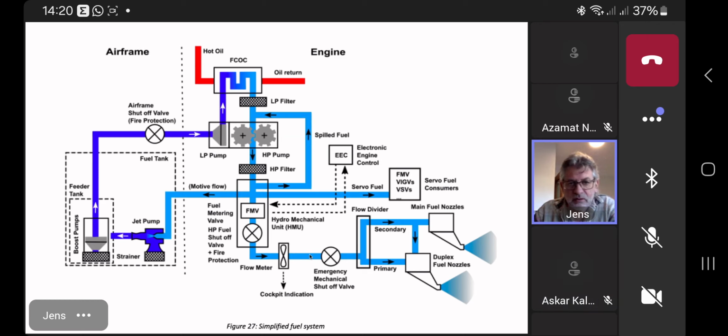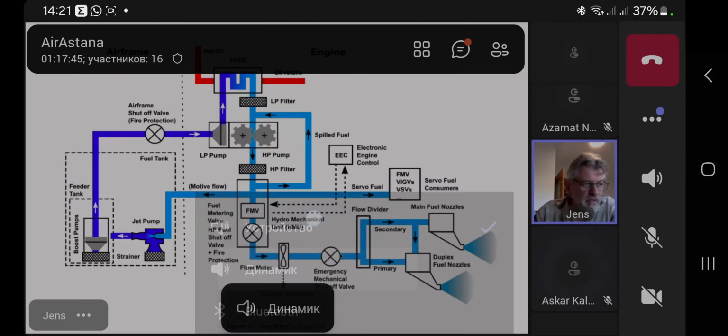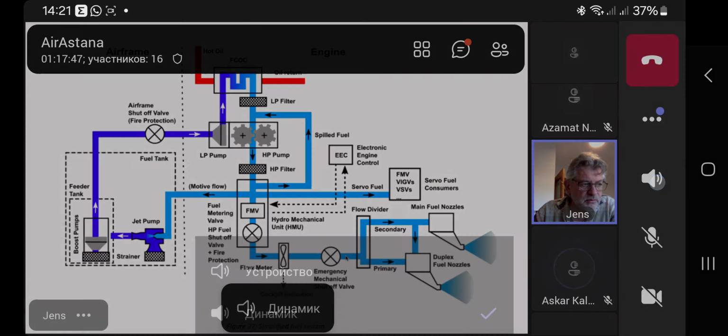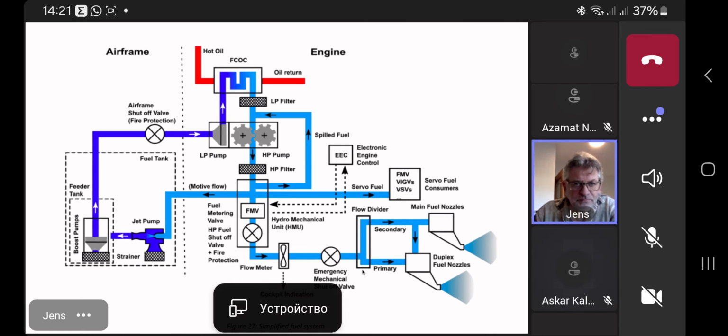So now we have the fuel flow meter or the fuel flow transmitter indicating to the cockpit, so they can calculate whether there's fuel on board or remaining fuel. And then the fuel passes also here. Sometimes there's an additional valve in this graph, so we can skip this, because the most important is the high pressure shutoff valve and then the flow divider valve.